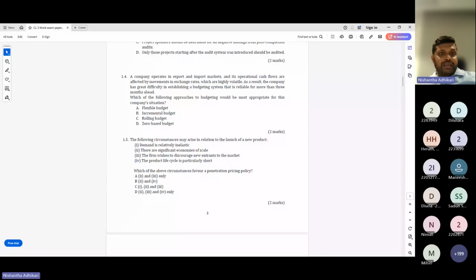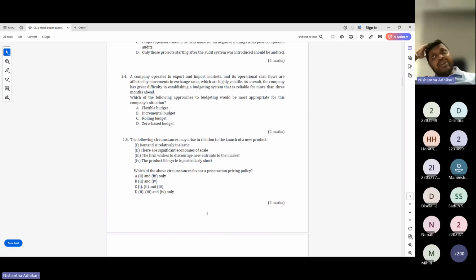A company operates in export and import markets, and its operational cash flows are affected by movements in exchange rates, which are highly volatile. Remember, it is highly volatile. As a result, the company has great difficulty in establishing a budgeting system that is reliable for more than 3 months ahead. That means you can't prepare a fixed budget for the period, because it is highly volatile. Which of the following approaches to budgeting would be most appropriate for this company's situation?